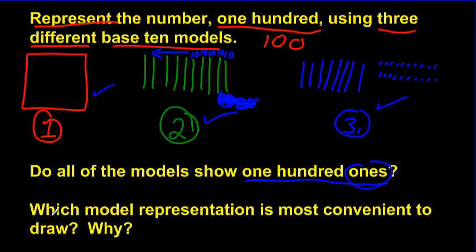Alright, how about the last part? Which model representation is most convenient to draw, and why? Well, the easiest and quickest one to draw was this one, because it was just one big square and shows 100 in it. Although we don't draw all the pieces, we know that they're there.